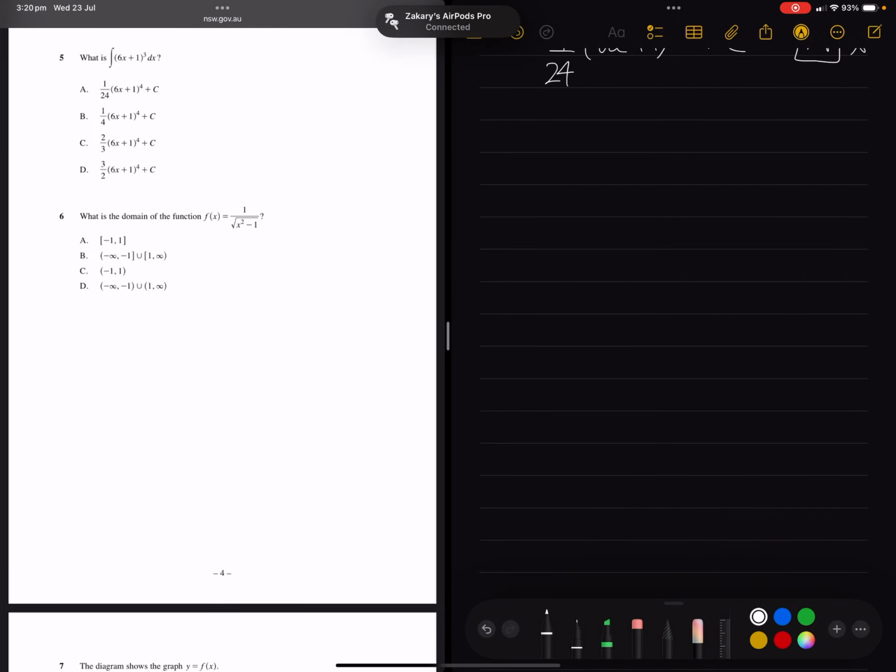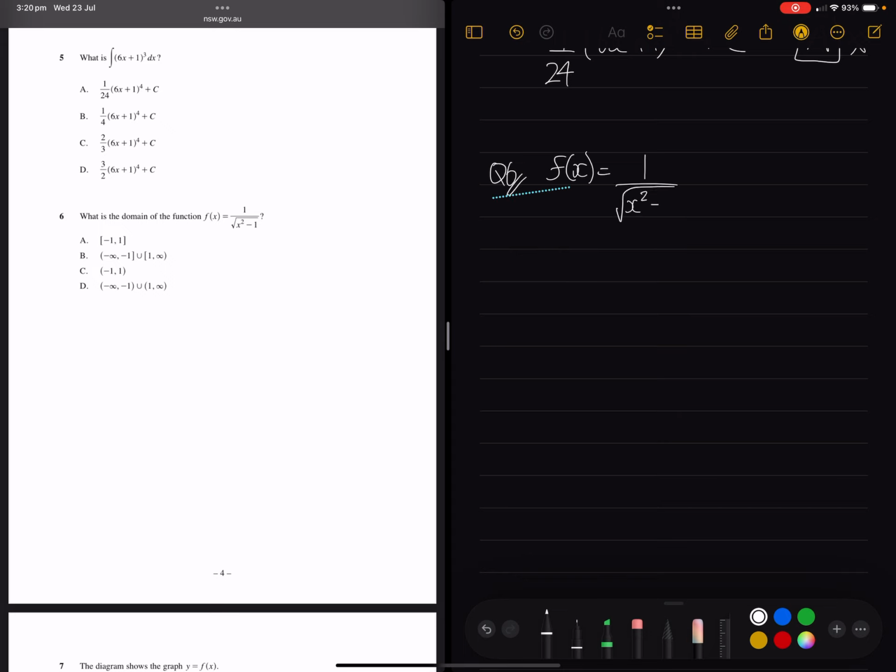Okay, so we're going to have a look at some more questions from the 2024 Advanced Maths paper. We'll pick up with question 6. So what is the domain? We're given this function, it is 1 over square root of x squared minus 1.